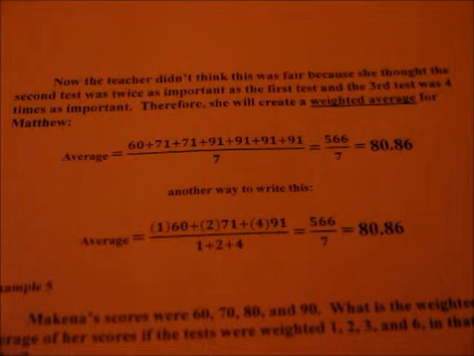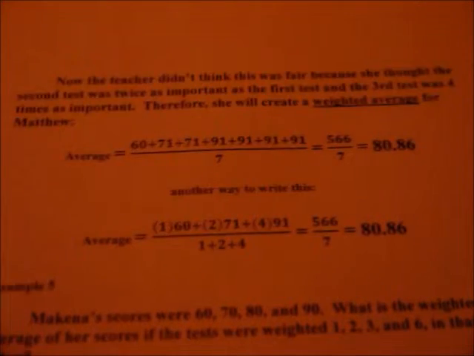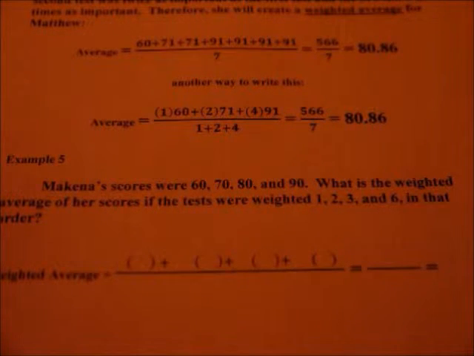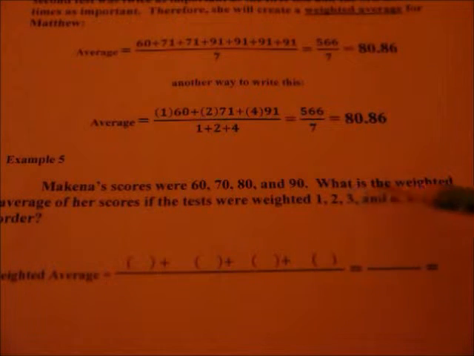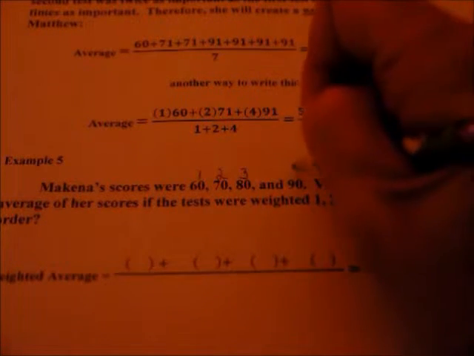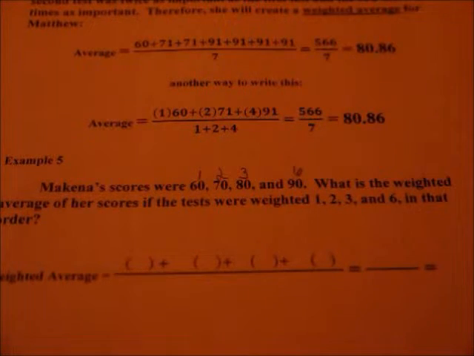All right, in example 5, we have McKenna. McKenna got some scores. She had a 60, a 70, an 80, and a 90. Just goes up. Again, we love improvement. Good job. What is the weighted average of her scores if the tests were weighted 1, 2, 3, and 6 in that order? What they're saying is 60 was weighted 1, 70 was weighted 2, 80 was weighted 3, and 90 was weighted 6. Ooh, she really beefed up that 90. Give it a lot of weight. So that's good. Again, this will work in McKenna's favor.